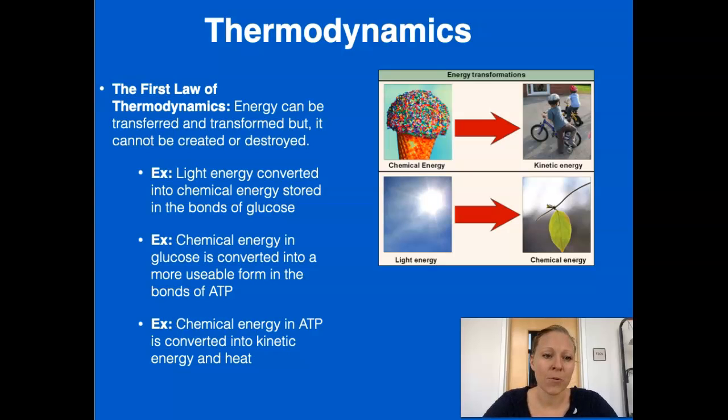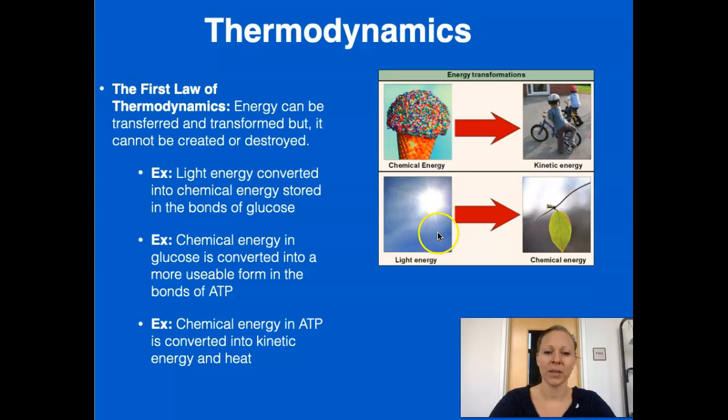The first law of thermodynamics is that energy can be transferred, it can be transformed, but it cannot be created or destroyed. So it's the conservation of energy. And so let's look at a couple of examples. We have chemical energy here in this food. And so this little boy is going to eat the ice cream cone, and we're going to convert that chemical energy into kinetic energy. It's going to help us move around. It's going to help us think. So that's going to be converted. It's not lost. It doesn't just disappear.